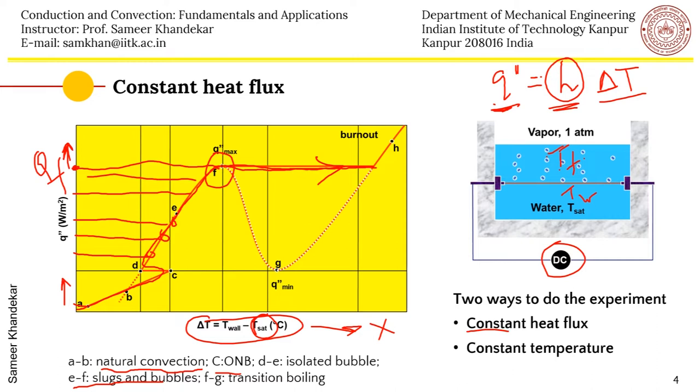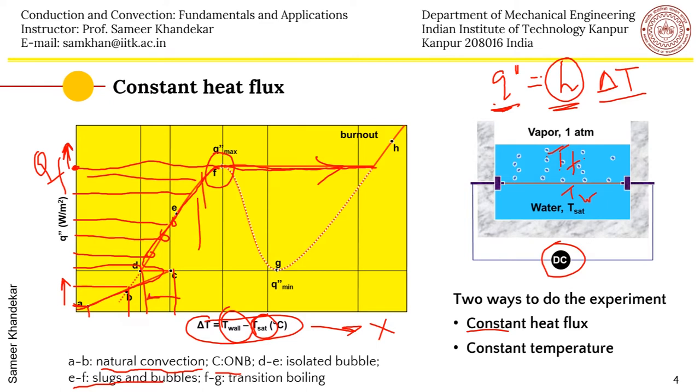So at A the T wall was this much, at B the TW minus Tsat was this much. Then the wall temperature dropped, from C a little drop. And then the wall temperature continues to increase up to this point, and any further increase in Q from here will suddenly increase the wall temperature.